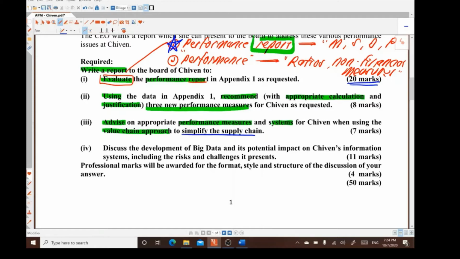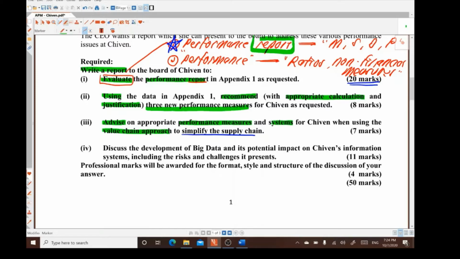Now, don't forget, the diagram to be used in the value chain analysis will be presented in the appendix. So later, we have to refer to the appendix prepared by the examiner.